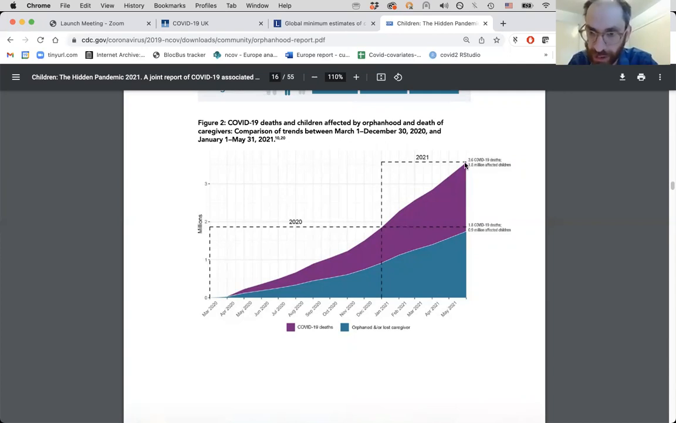Already by the end of May 2021, that's doubled. 3.6 million reported COVID-19 deaths, but the true toll might be orders of magnitude higher, 10 million, and 1.8 million affected children. And this is before Delta surges, before we were able to refine our estimates for countries like India that had huge underreporting. And so this is all underestimates, minimum estimates.